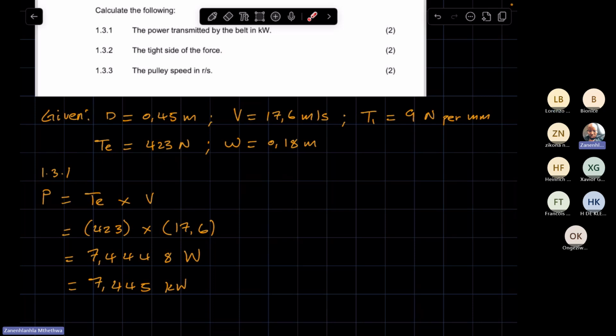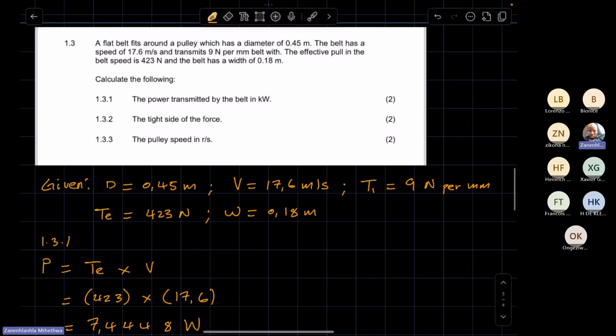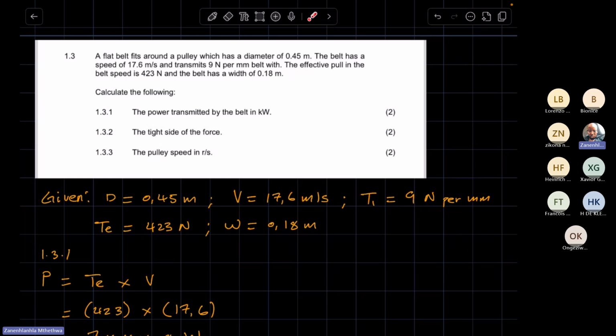Yes. All right. Now let's look at 1.3.2. The question is to calculate the tight side of the force. Right. So you see why I'm saying our syllabus is a bit short, right?